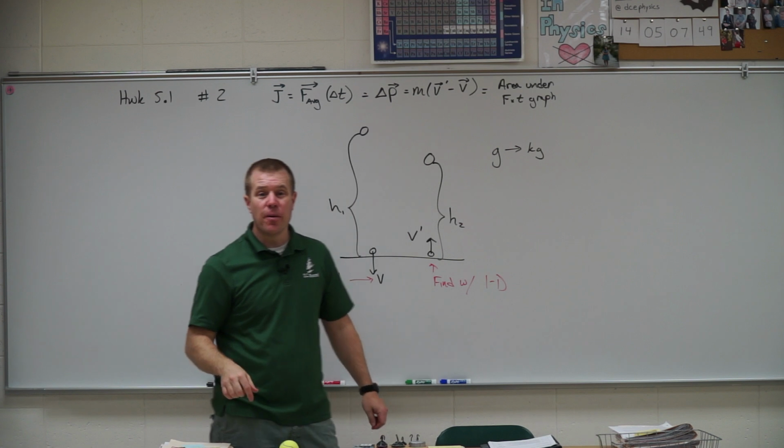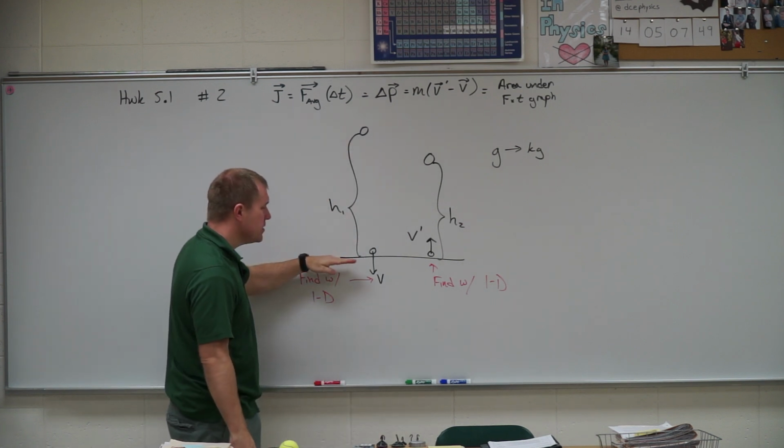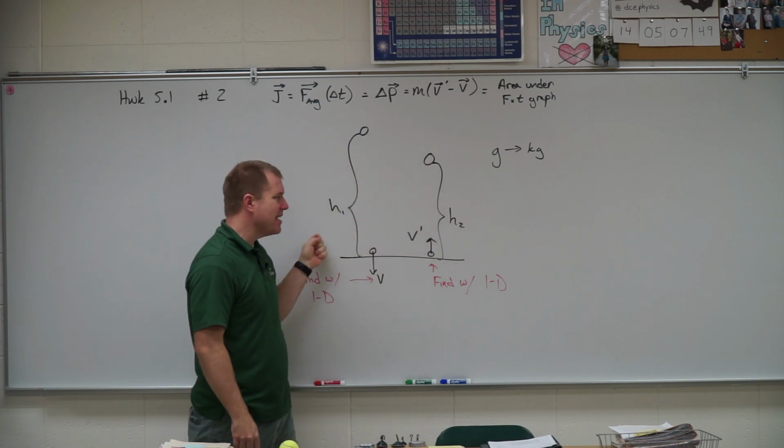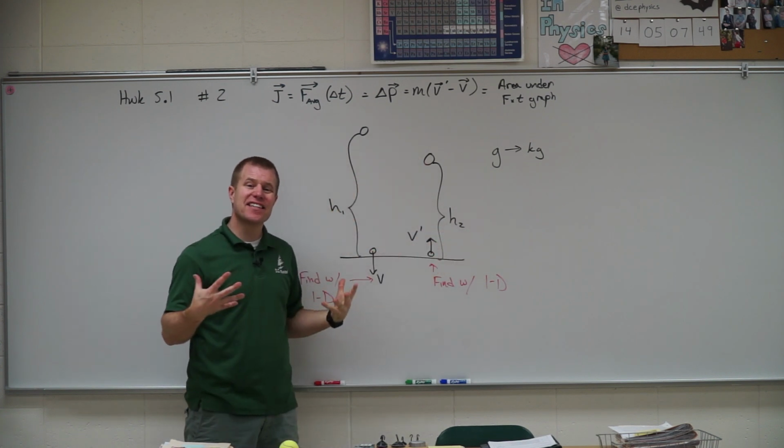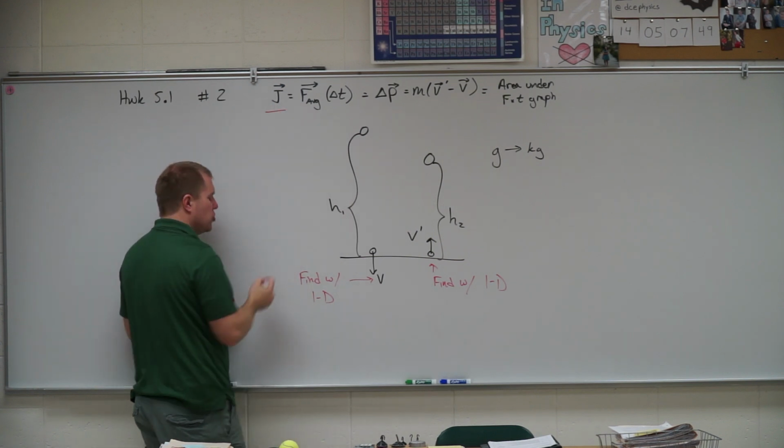All right, here's your hint for number 2. So in this case, we're dropping a ball, it hits the ground and bounces back up. And they give us these two heights, and they ask us to find the impulse. So we're definitely going to want to find J.